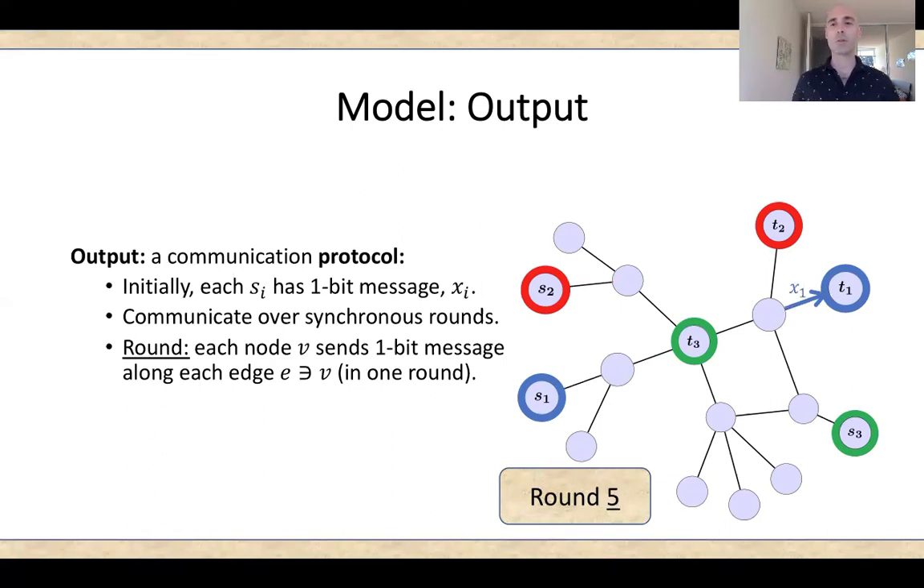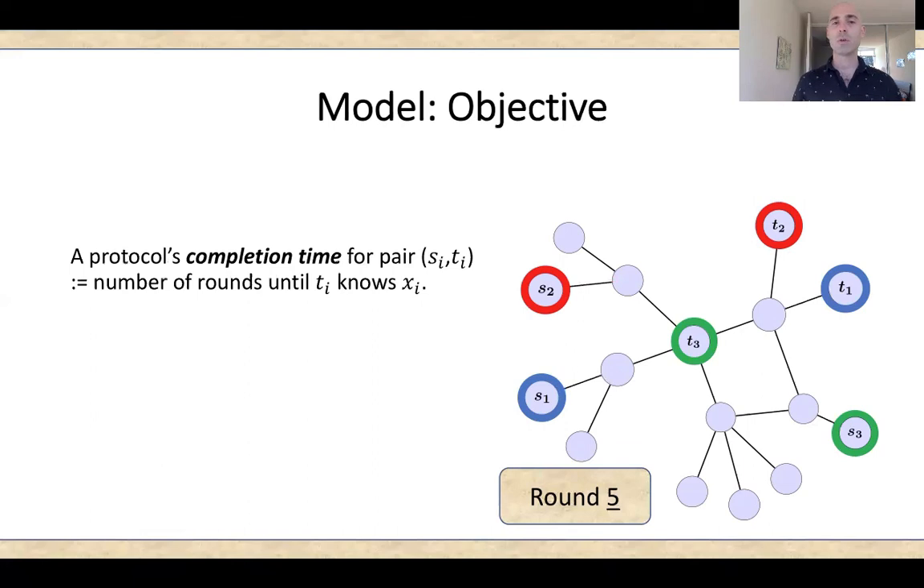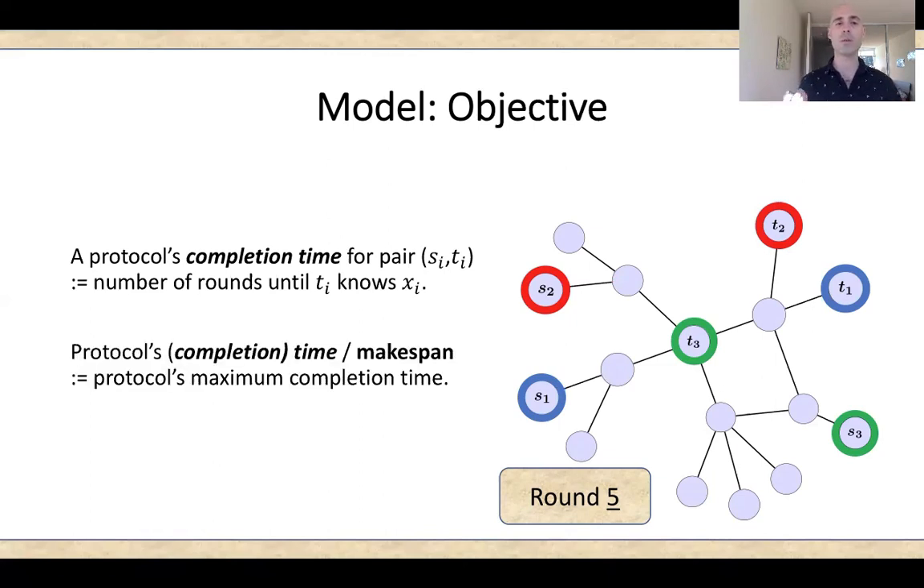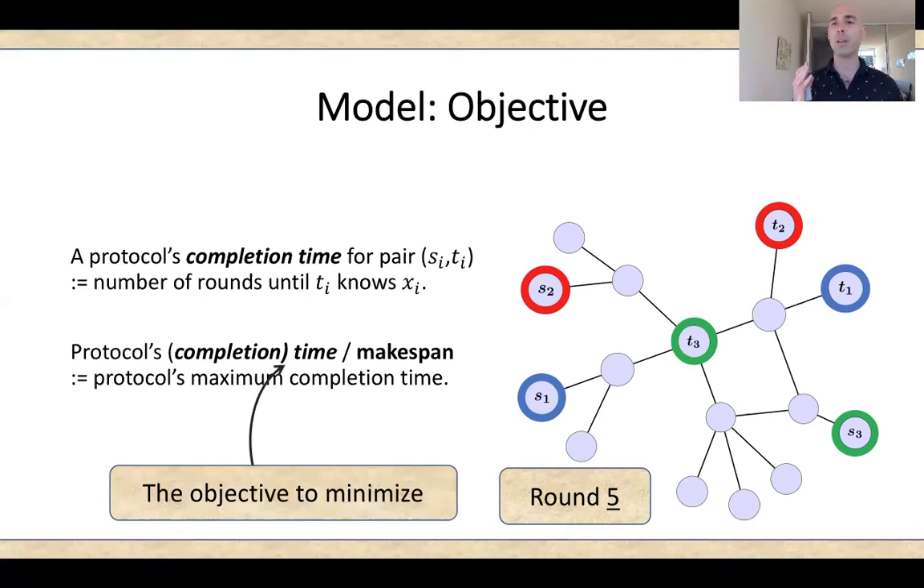Okay, so how do we measure such protocols? The time it took the blue message to reach the blue destination is the completion time for the blue pair. And what we'd like to do in this talk is minimize the time until the latest of these messages arrives at its destination. We'll refer to this as the protocol's time or completion time.